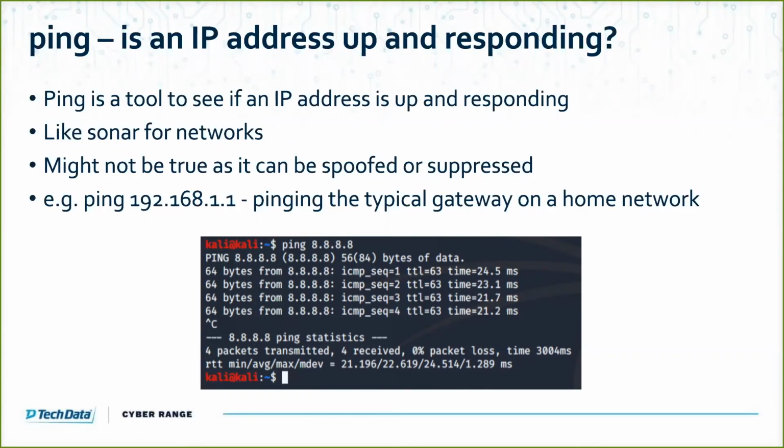So ping and pong, right? You send out a ping, the pong response, and then you can see the time that it took to get back to you. In this case, we pinged 8.8.8.8, which is Google's main DNS server. If you want to try it out at home, typically if you ping 192.168.1.1, that will be the gateway on your home network.